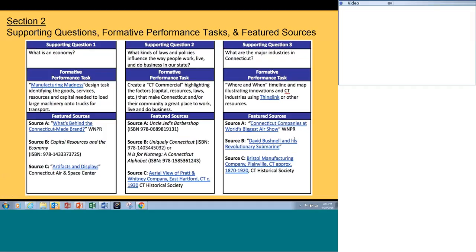You'll notice that each of these supporting questions support the compelling question. I don't want to go too much into this because the relationship between compelling and supporting questions was talked about in an earlier webinar. But you can see here, each of the formative tasks are supported by these different featured sources. All right, and you can go on to the next slide.